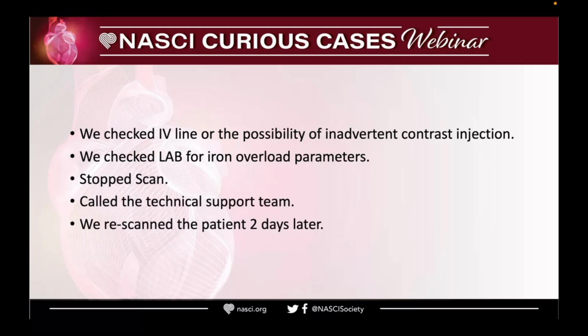We stopped scanning and called the technical support team for the machine. The machine also gave us an error, so maybe it was technical, and we decided to reschedule this inpatient. This patient was hospitalized at that time, and we decided to rescan once the machine was checked by the technical support team. We scanned this patient two days later.